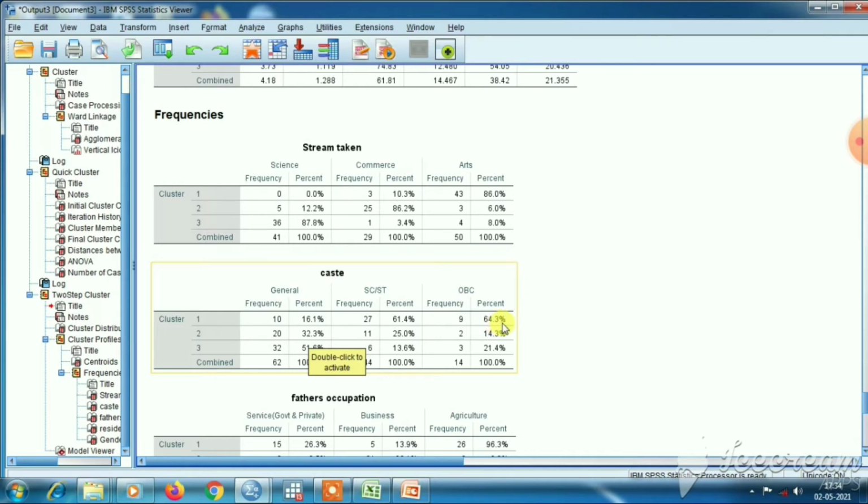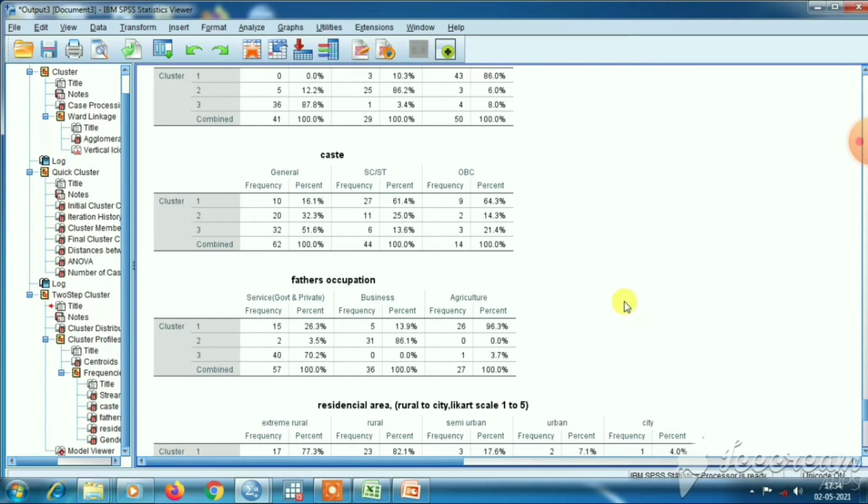The OBC category is in cluster 1, and 14% in cluster 2, and 21.4% of OBCs are in cluster 3. So the majority of the OBC are also in cluster 1. In this way we have to explain.